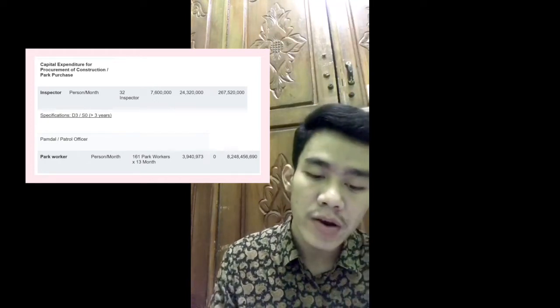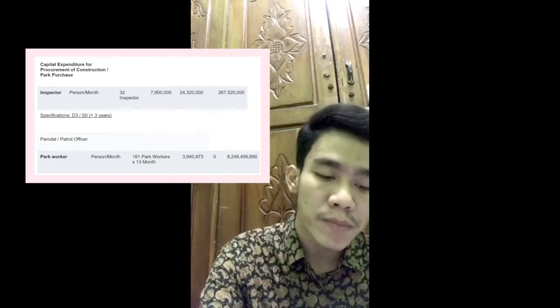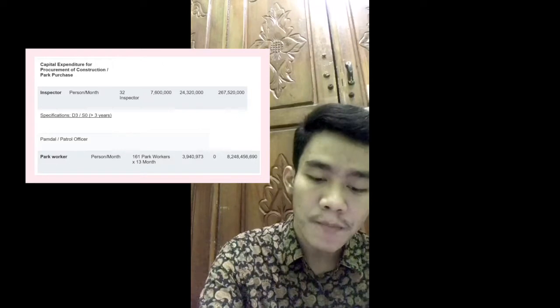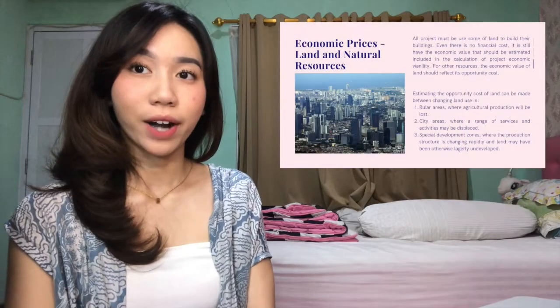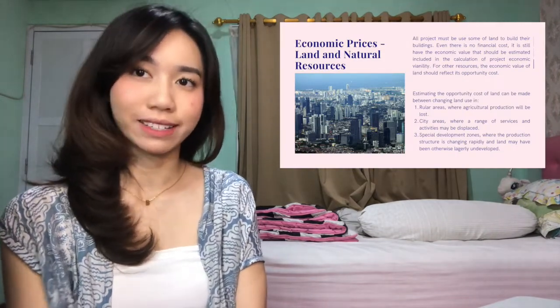And the last is we hire patrol officers for park workers. Per person and per month will be paid Rp3.940.973. We hire 161. So in this part, we will discuss the economic price of land and natural resources.